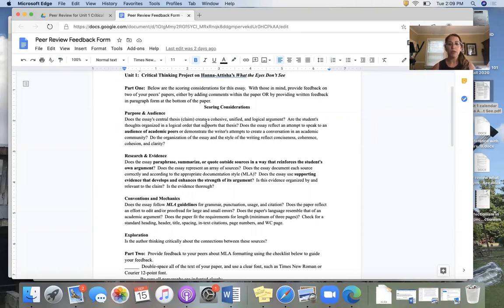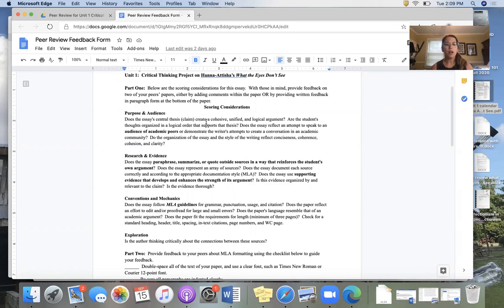One of those is purpose and audience. So as the student is writing, are they addressing an academic audience? Remember that an academic audience may or may not be familiar with their sources. So it's really important for the student to be very clear and concise about the two sources, as if the reader of this paper has not read them.